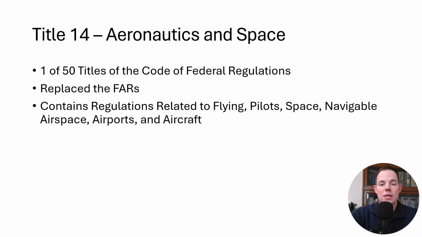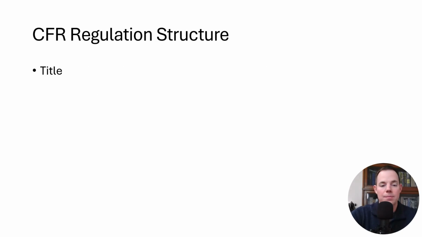So Title 14, Aeronautics and Space. This is the title of the Code of Federal Regulations that most directly applies to what we do as pilots and aviators. And as we may remember, the CFR has 50 titles, Title 14 being one of them. This is what replaced the Federal Air Regulations, or the FARs for short. And Title 14 contains pretty much anything that has to do with flying. Pilots, space, navigable airspace, airports, aircraft, you name it. If it flies, it's probably in Title 14.